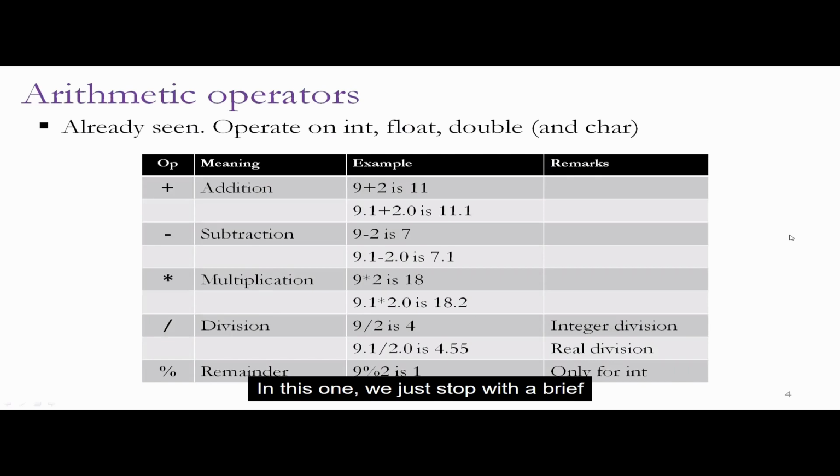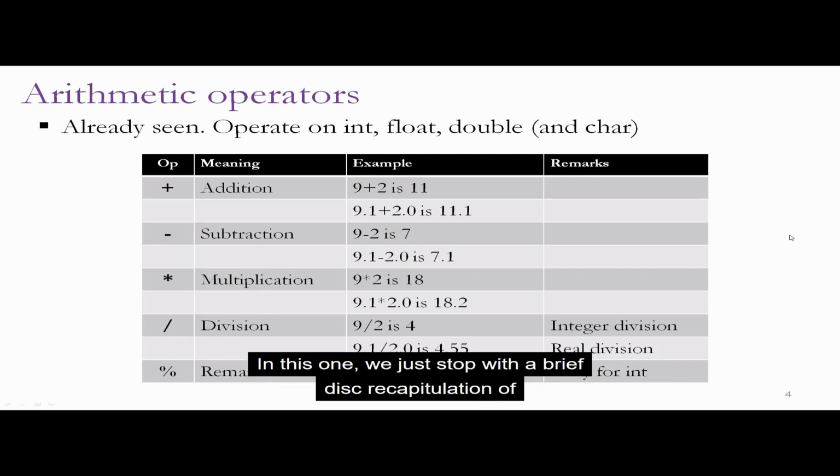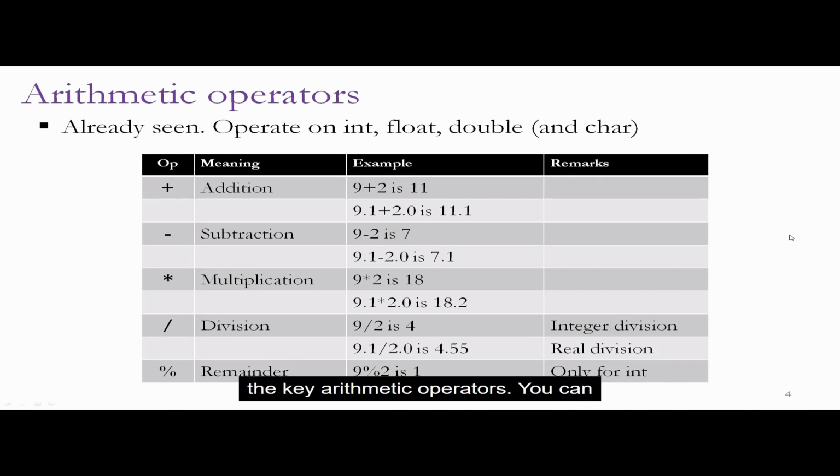In this one, we just stop with a brief recapitulation of the key arithmetic operators. You can do addition, you can do subtraction, multiplication, division, and remainder, where remainder can only be done for int. Integer division simply gives us the quotient. Float or double division gives us actual real division. These are our arithmetic operators, and we'll be playing a lot with them in our lab.